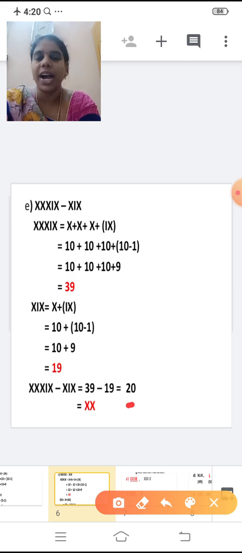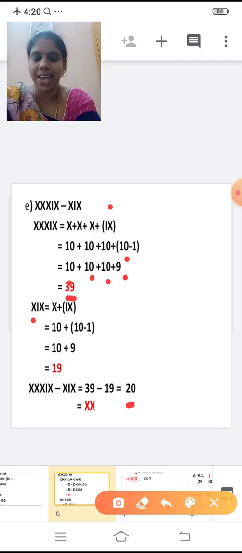Clear, children? I'll repeat it one more time. First take the first one. XXXIX. Change that into Indo-Arabic number. So X plus X plus X plus IX. 10 plus 10 plus 10 plus. What is the value of IX? 10 minus 1, 9. So 10 plus 10 plus 10 plus 9. Add all together. 10 plus 10, 20. 20 plus 10, 30. 30 plus 9, 39.